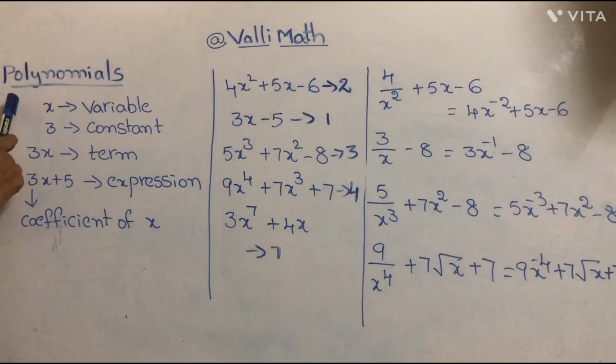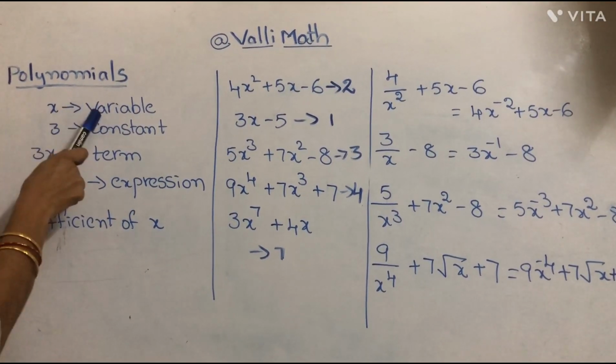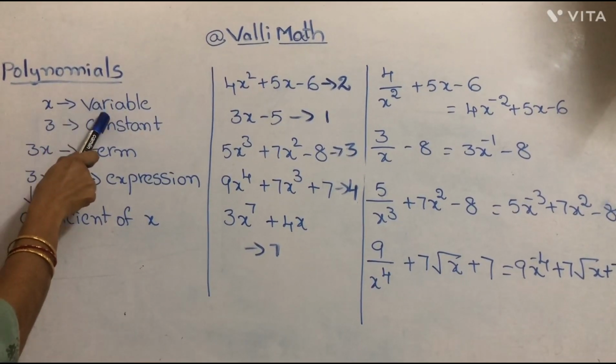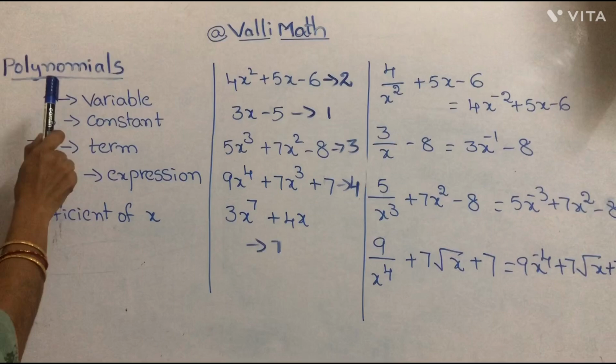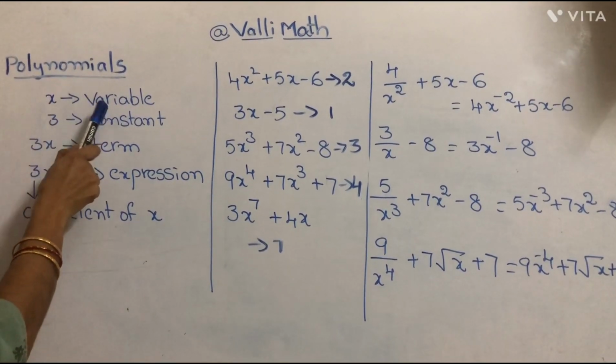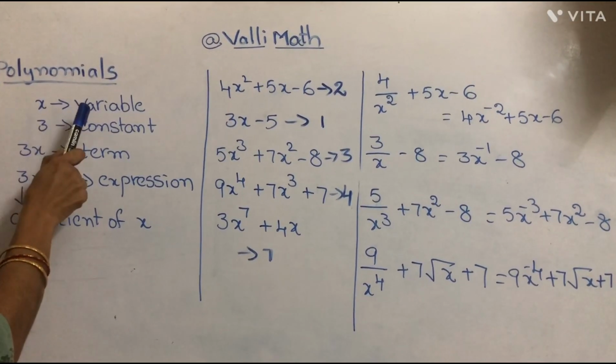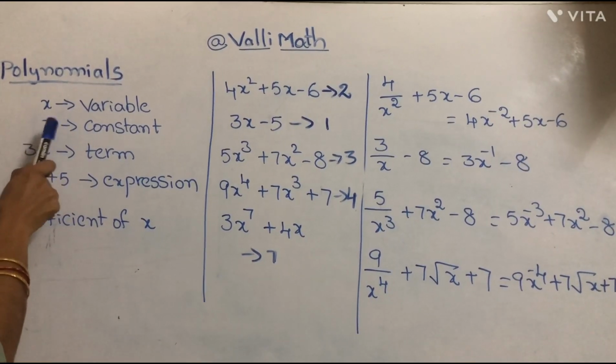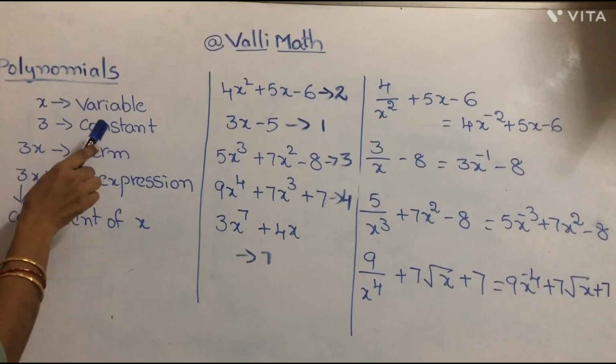See, here this is x. It is a variable. Variable means varies. X varies means changes, meaning its value changes from one problem to another problem. 3 is a constant, which means it is fixed.